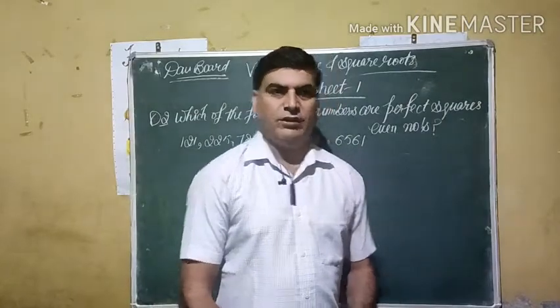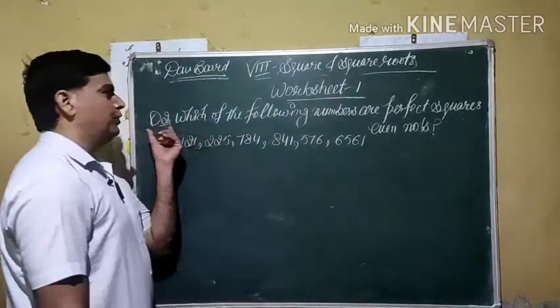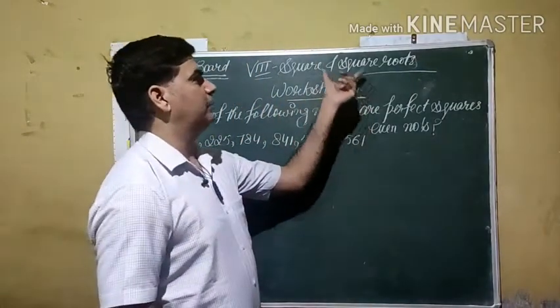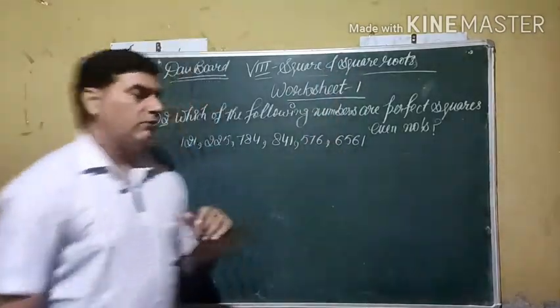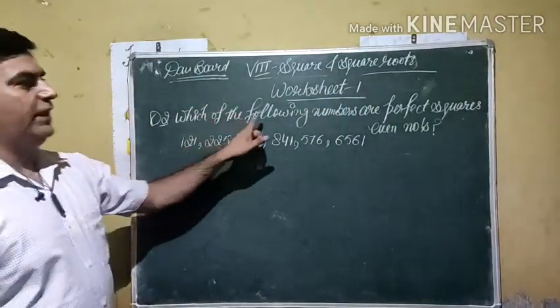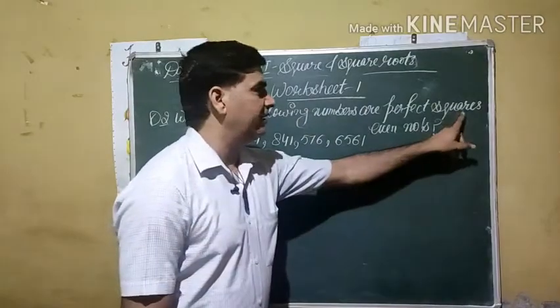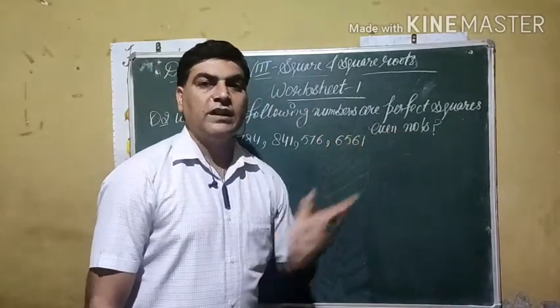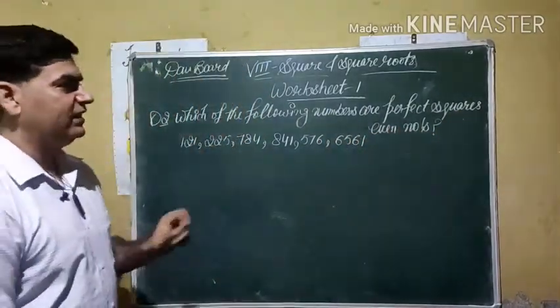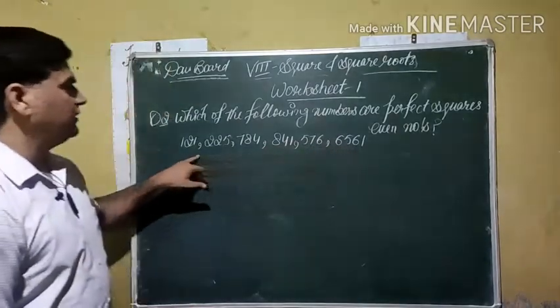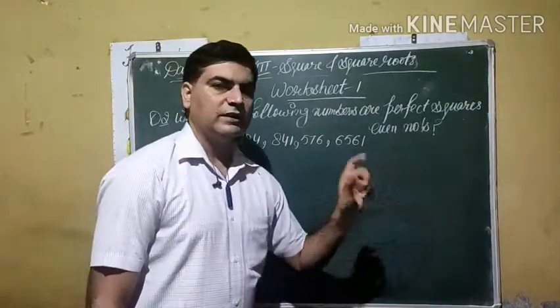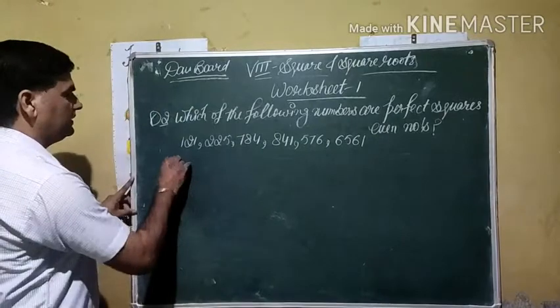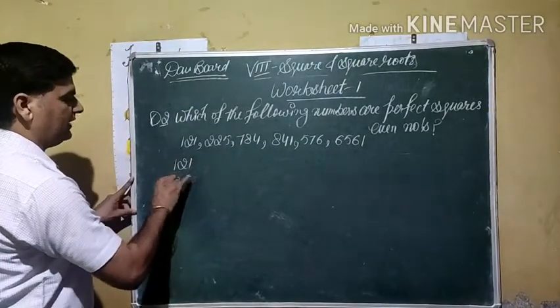Welcome students. Now we are going to discuss question number 2 of worksheet 1 of chapter Squares and Square Roots. Our question is, which of the following numbers are perfect squares that are squares of even numbers? How can we check which of these are squares of even numbers? Let's see. We write down all of them separately first, like this.